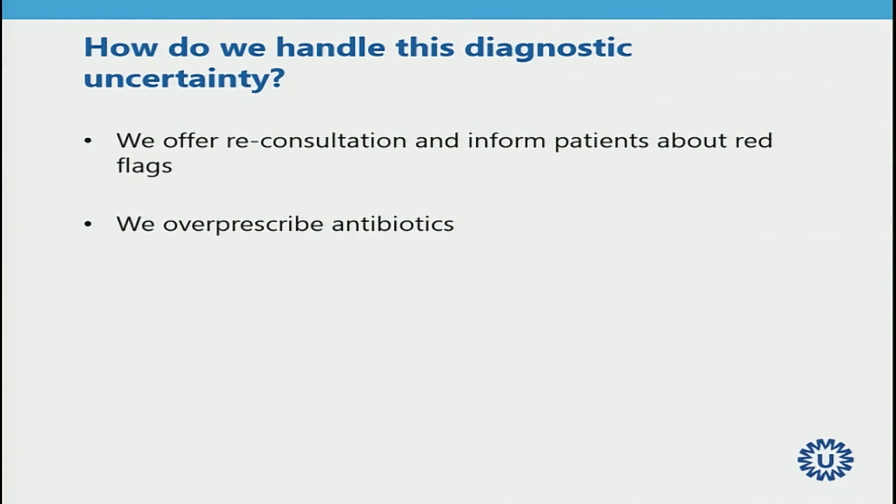So the clinical diagnosis by the physician is actually the best we have at the moment, as you saw, and diagnostic models might help a little bit at best. So how do we handle this diagnostic uncertainty? Well, of course, first we offer reconsultation. We inform patients about red flags. We offer delayed prescription.